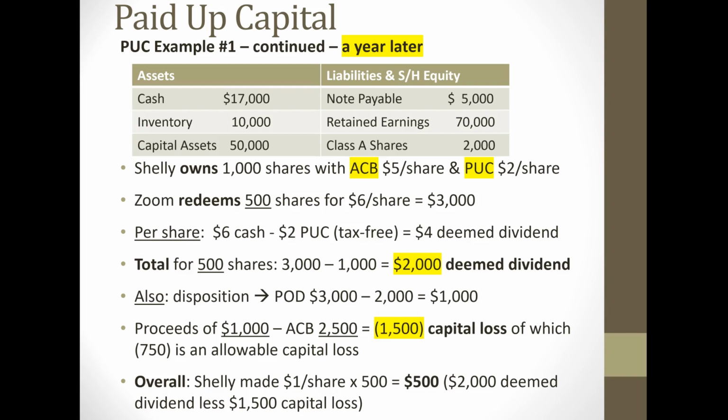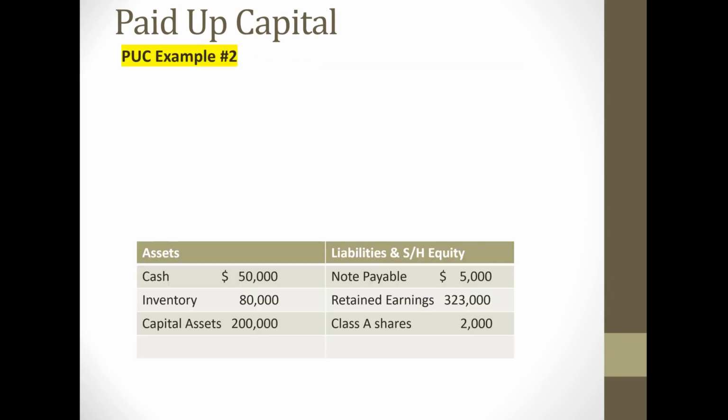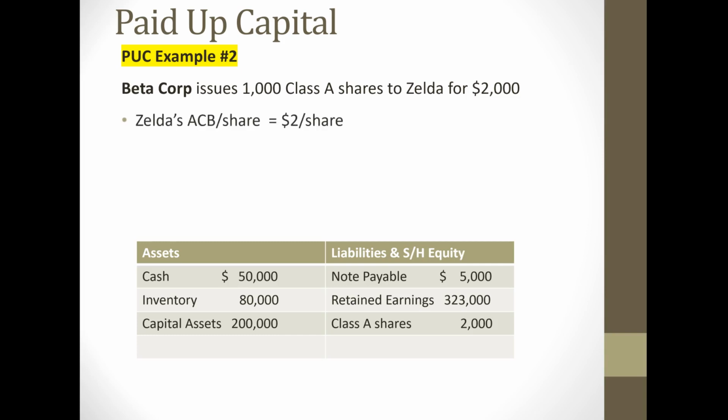So once again, the PUC is relevant only when the shareholder is interacting directly with the company. Let's move on to the next slide and look at another example. Let's say Beta Corporation issues 1,000 Class A shares to Zelda for $2,000. So Zelda is going to have an adjusted cost base of $2 per share, and the PUC of the shares will be $2,000.